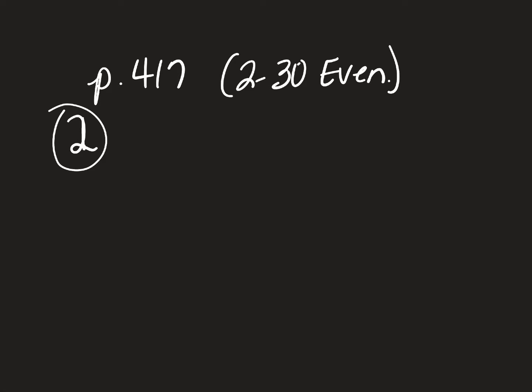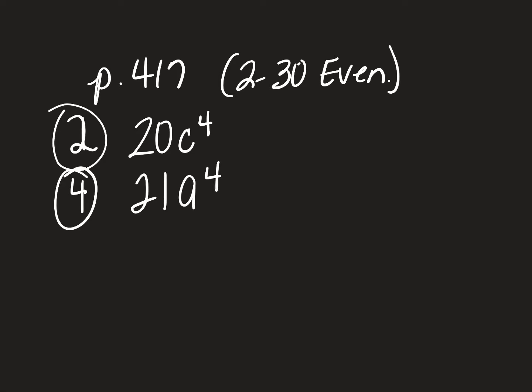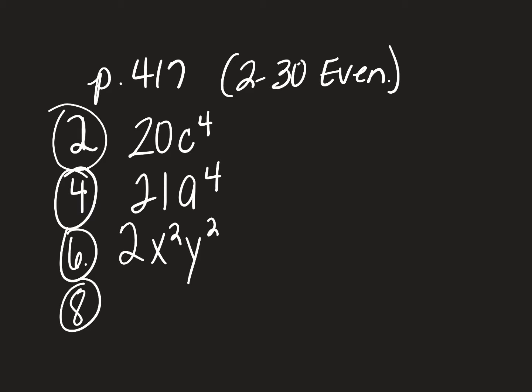All right, so number 2 should be 20c to the 4th. And then what we'll do is I'll go through and answer these, and then I'll go back through and work out any that we have questions on, okay? So number 4 is 21a to the 4th. Number 6 is 2x squared, y squared. Number 8 is 66 m to the 3rd, or cubed, p cubed.